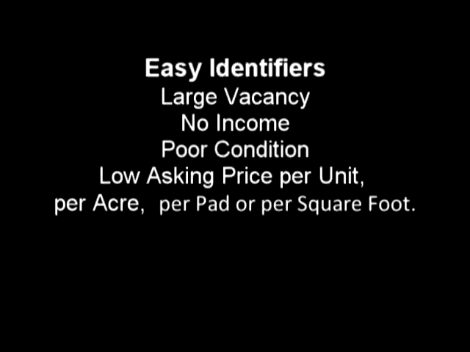So to recap, your easy identifiers are large vacancy, no income, poor condition, and also another one is a low asking price per unit or per door or per acre or whatever is applicable. For example, let's say that you've done a little bit of homework and where you live you find out that the average, give or take, sales price per door, as they call it, or per apartment for an apartment complex is, say, $40,000. And here comes one listed on the internet or comes to you from a broker at $18,000 a unit. Well, obviously, that's one you probably ought to take a look at, because if the average is $40,000 and here comes one for half that price, it's time to look.